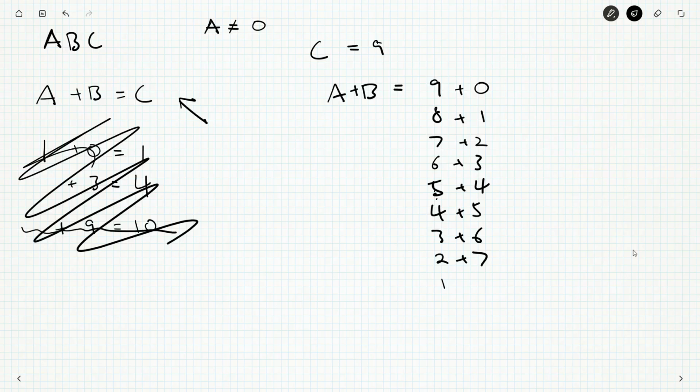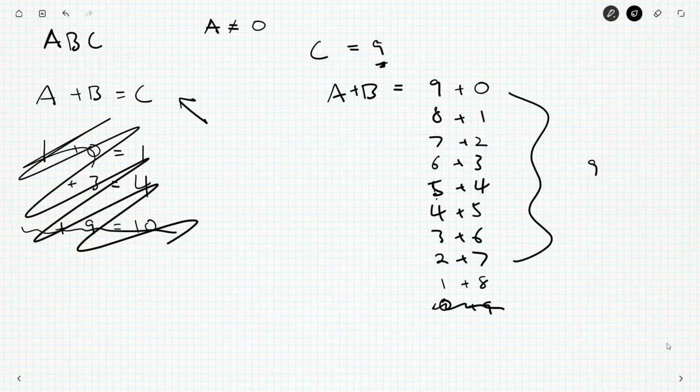2 and 7. 1 and 8. The only thing I can't have is 0 and 9. So of the 10 different ways I can write out C being 9, only one of them, the one that starts with 0, doesn't count. So there's 9 ways to do this.